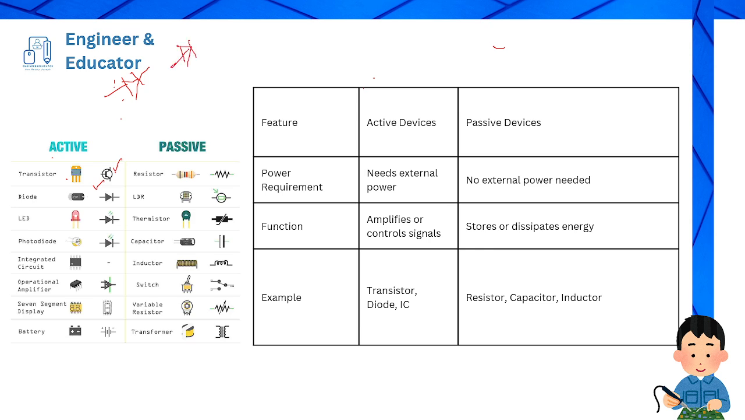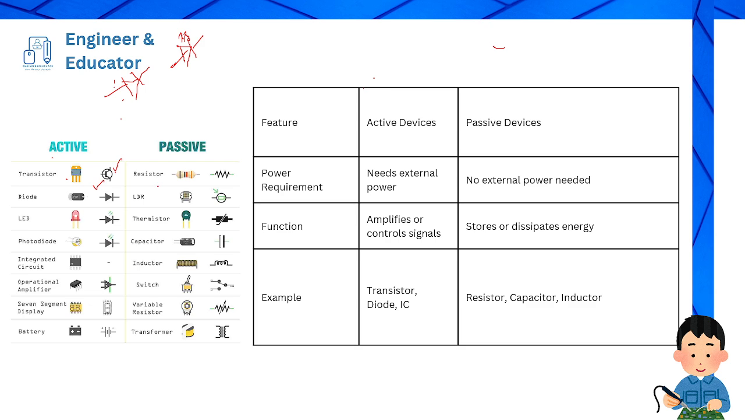That's why we gave this example, light emitting diode. Then the photodiode works on light, see, there is the arrow for the light going into this. Then integrated circuit, operational amplifier, 7 segment display, battery, and these are all active devices. They require an external power source.